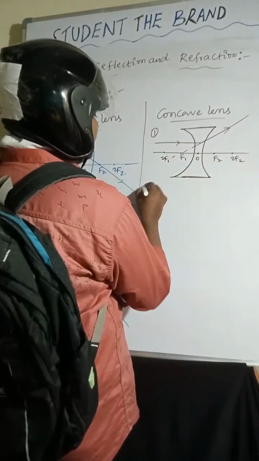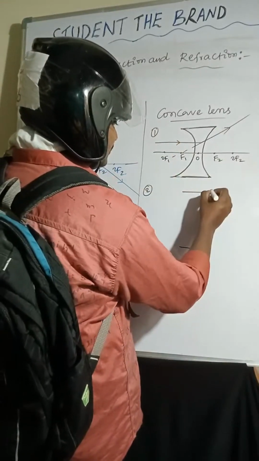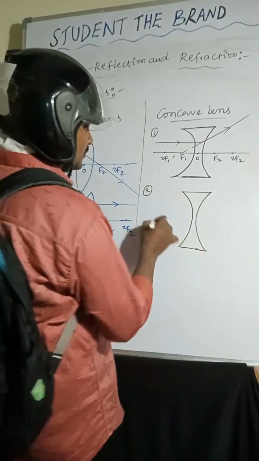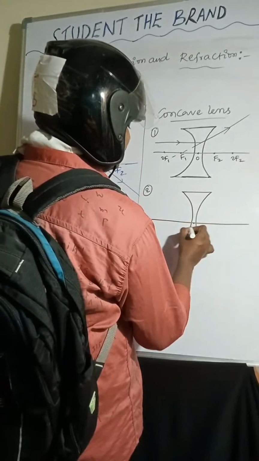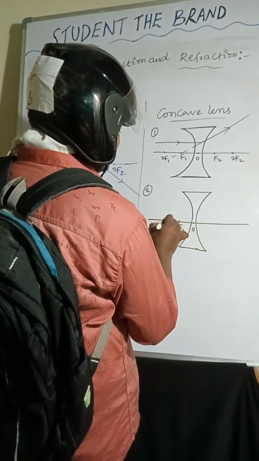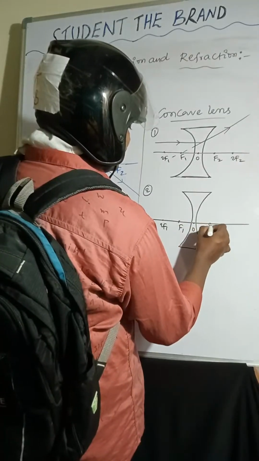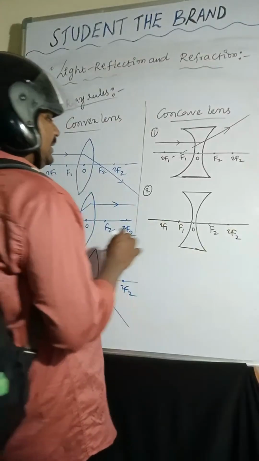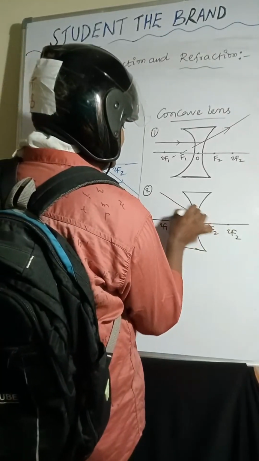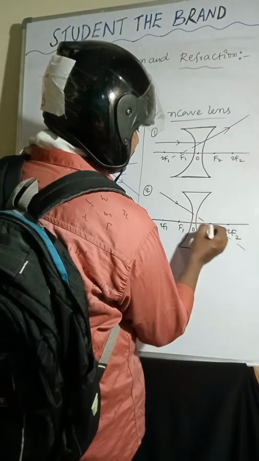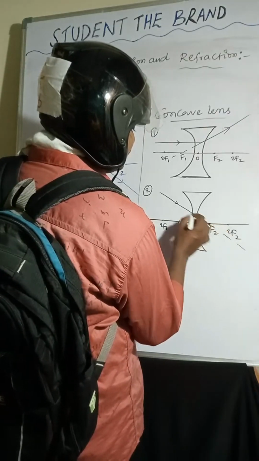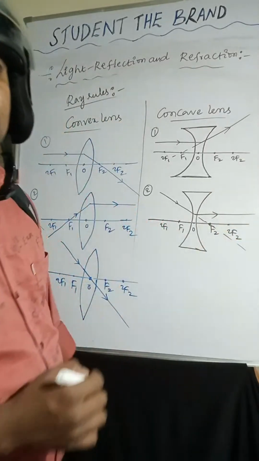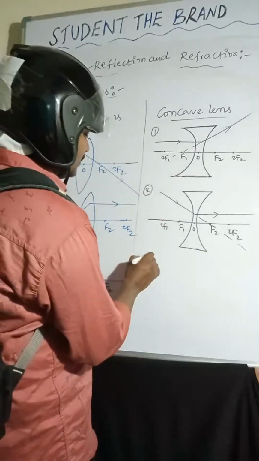Coming to the second one, optic center, F1, 2F1, F2, 2F2. Light ray is passing through focus. After refraction it passes parallel to the principal axis. Coming to the third one.